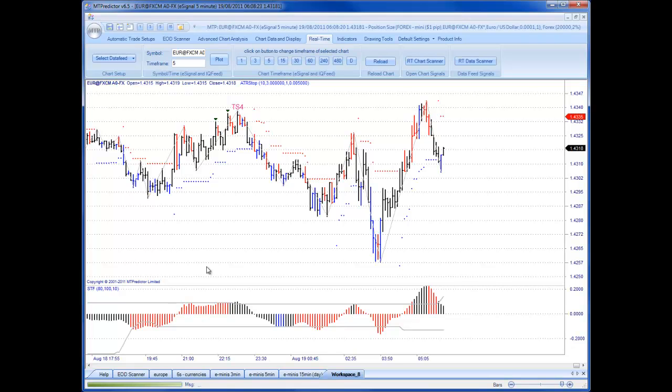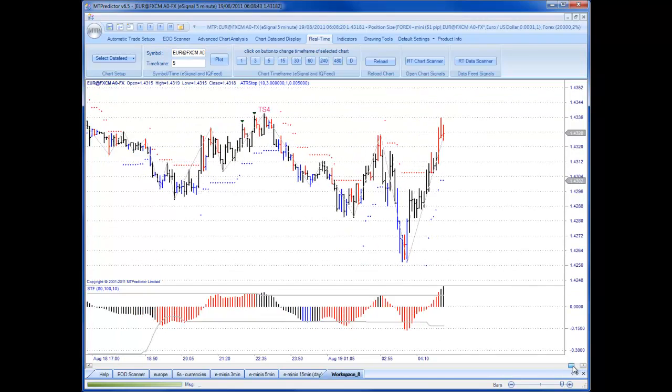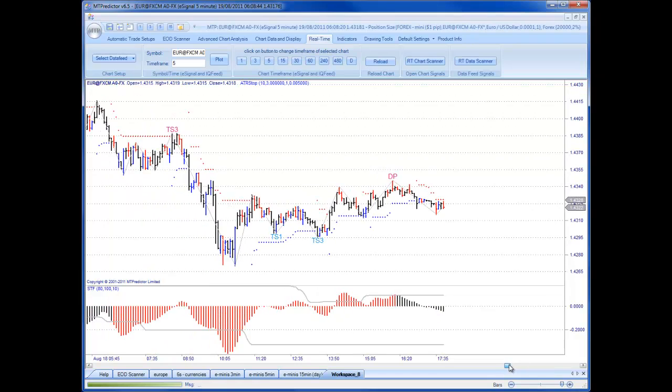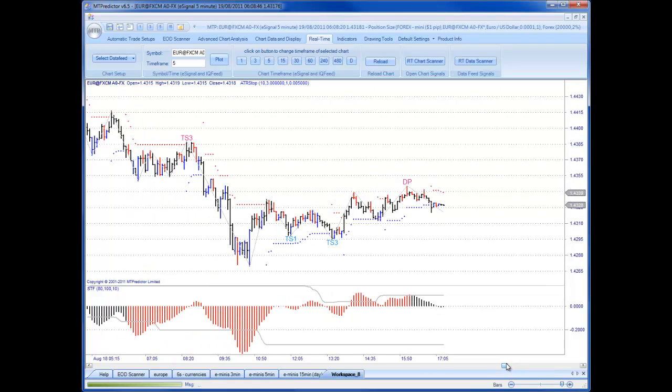In this video I'd like to look at some trade setups using the MTPredictor software program, again on a Forex chart. In this particular example, a chart of the euro against the US dollar using FXCM data from eSignal. So I'd like to go through and have a look at some trade setups. In fact, if we scroll back a little bit, the last day or so, we can see some different examples that I can talk through with you.